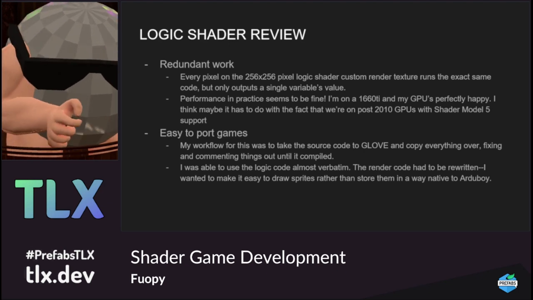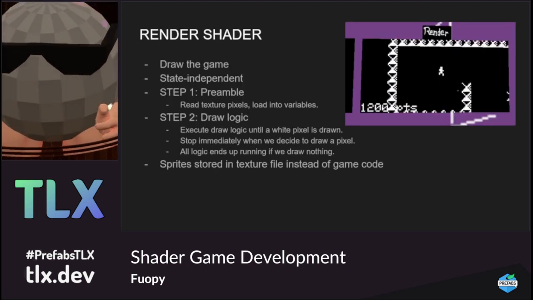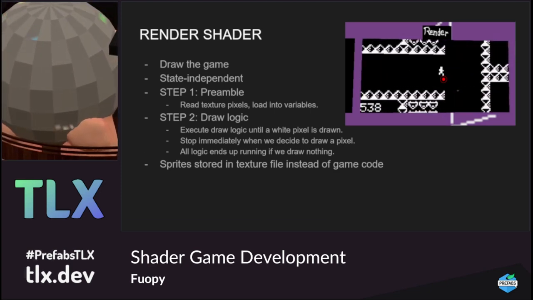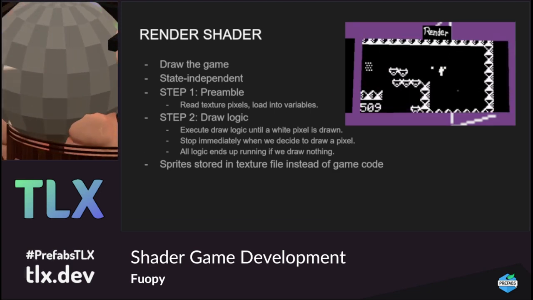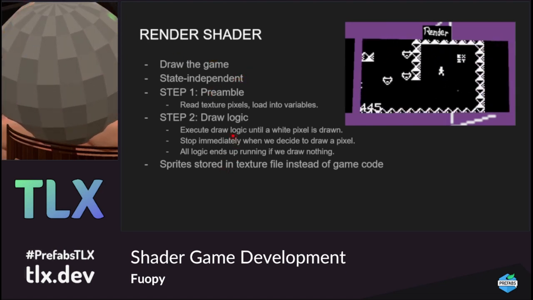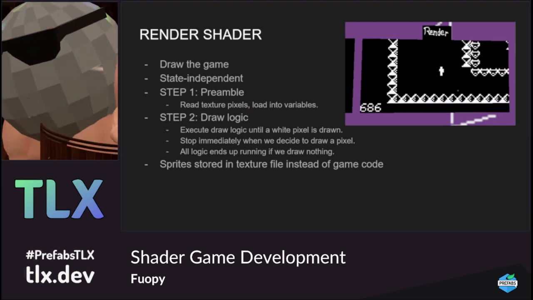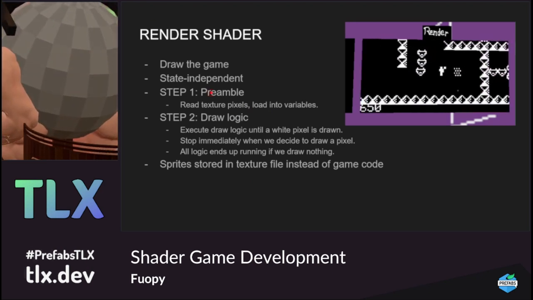Now in the next slide, we're gonna talk about the rendering shader. This is the fun part because you actually get to see the game being played right now. Like the logic shader, we have a preamble at the beginning. We read all the texture pixels into variables, into our globals.